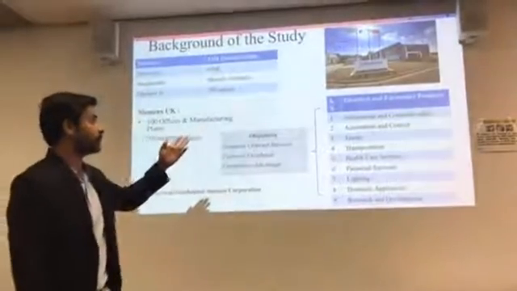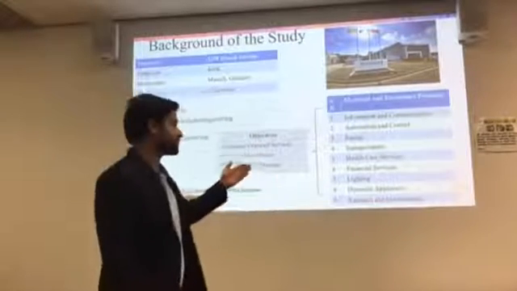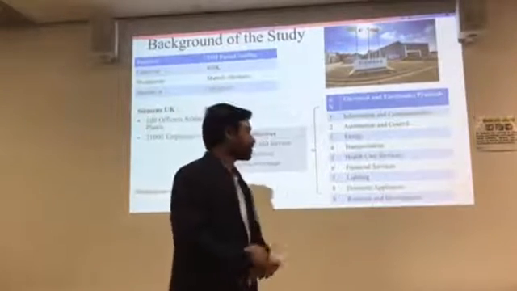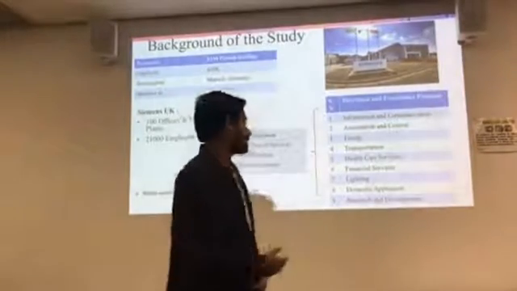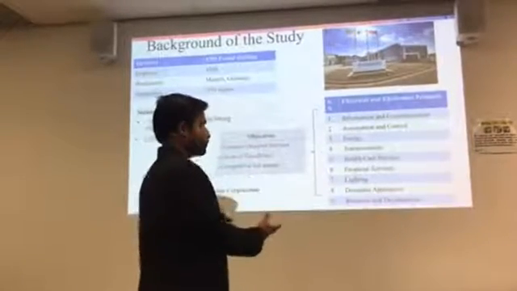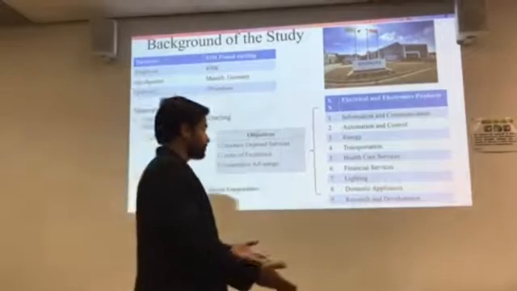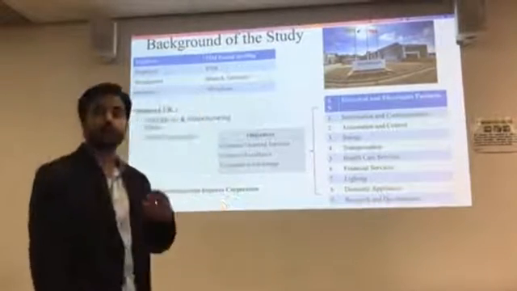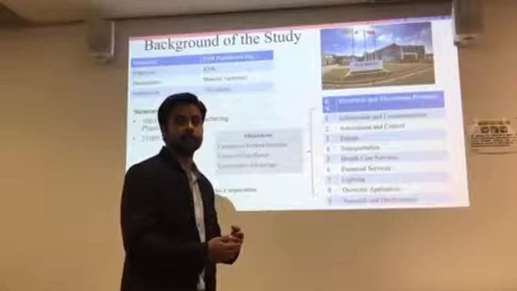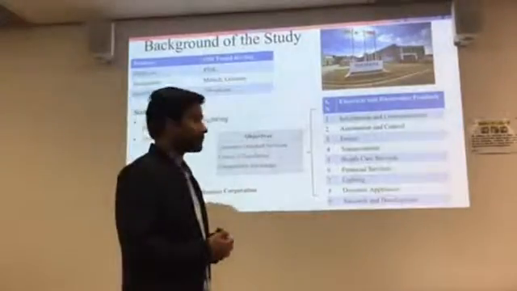Cement UK is based on producing nine services as mentioned in the slide: information and communication, automation and control, energy, transportation, health service, financial service, lighting, domestic appliances, and research and development. These are the services cement provides as electronic and electrical equipment. Let us say about transportation, they are manufacturing railways. About healthcare, every third piece of equipment in hospitals, like CT scans and MRI machines, is manufactured by cement. So they are a pioneer in the health sector industry also.